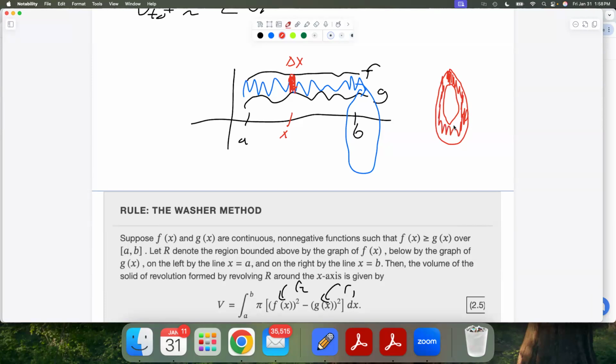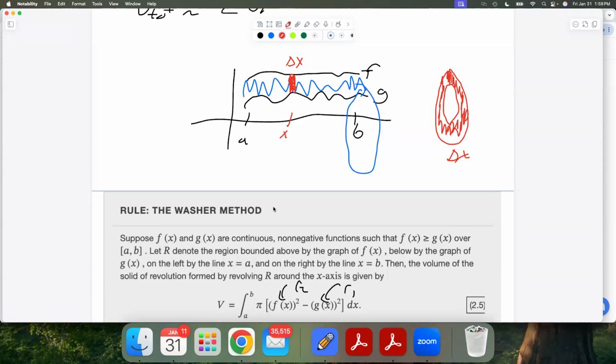And I'm not good at drawing these in 3D. That has some thickness, delta x. So again, we're imagining taking that little red rectangle there and rotating it around here to build a washer, and then we're stacking all those washers up. If you understand conceptually where all the formulas come from, you're going to have a much better time.